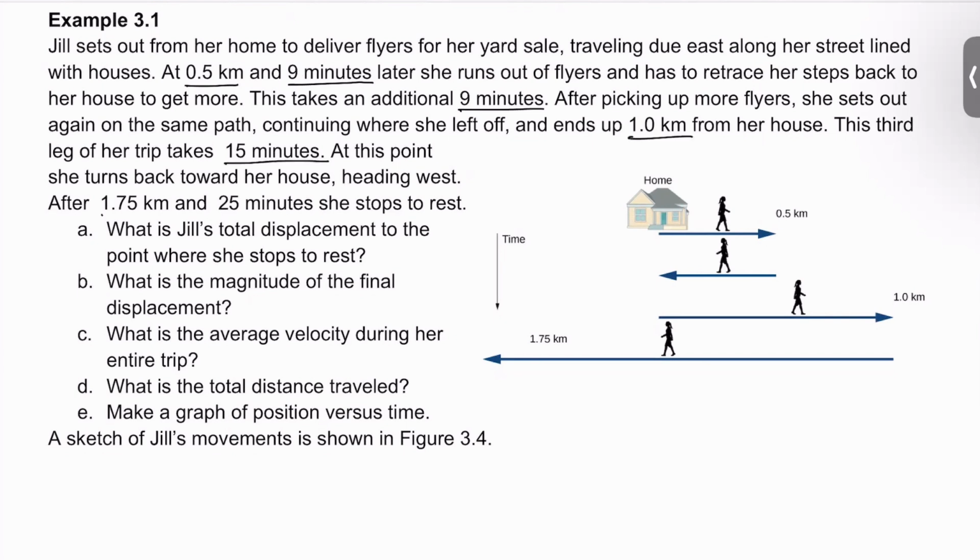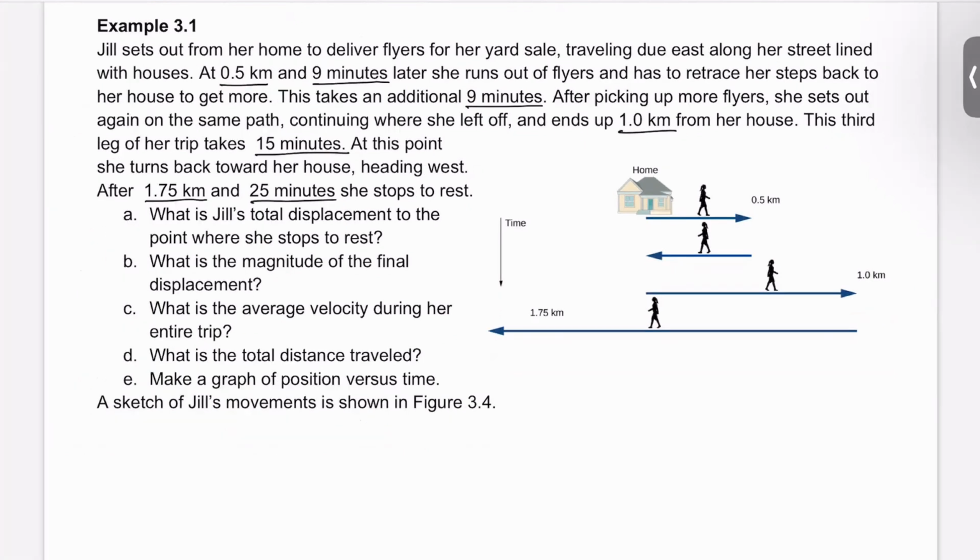So I'm going to look for all the numbers and then look at part A. What is Jill's total displacement to the point where she stops to rest? It looks like they're asking what is the total displacement from this starting point, Jill's home, to this final ending point. So displacement requires us to look at all of the distances traveled, and the positives and negatives should cancel out. Jill first traveled 0.5 kilometers in a positive direction, then 0.5 kilometers back.